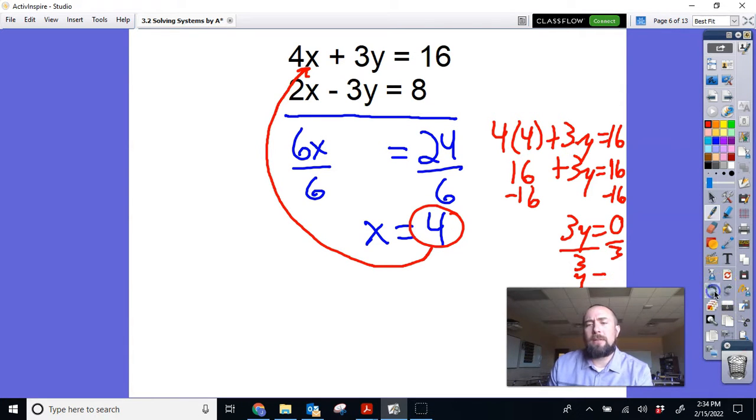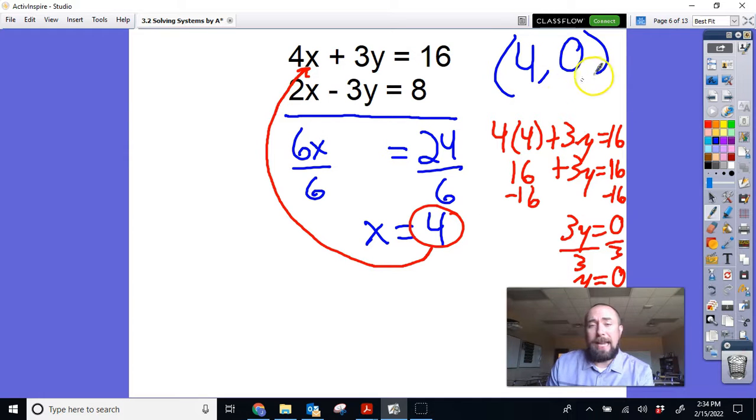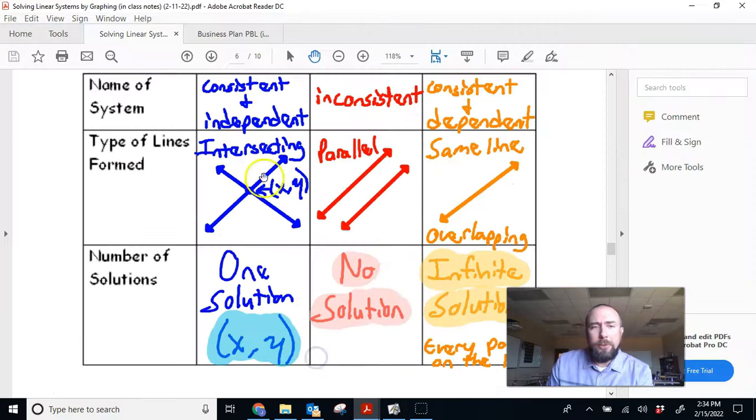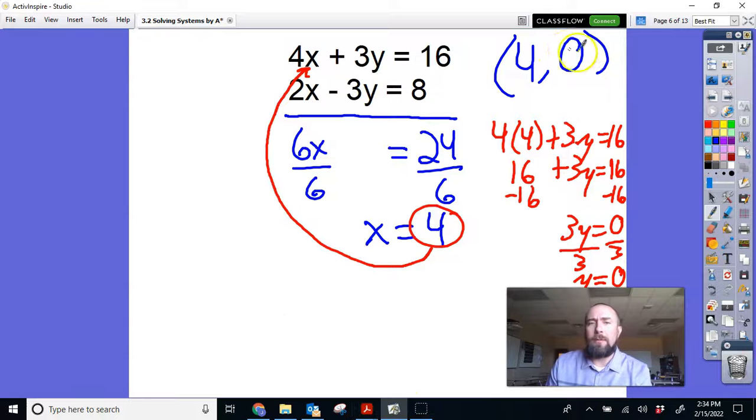That's interesting. That means my y value is nothing? Absolutely. That's exactly what it means. Guys, you can have a y value that is nothing. That doesn't mean that it's no solution. My x was 4. My y is 0. That just means that's the answer to the problem. That is the point where those two graphs would intersect each other if we're going back to that whole concept that we've been talking about the whole chapter of finding the point that works for both equations. They would both touch 4, 0.